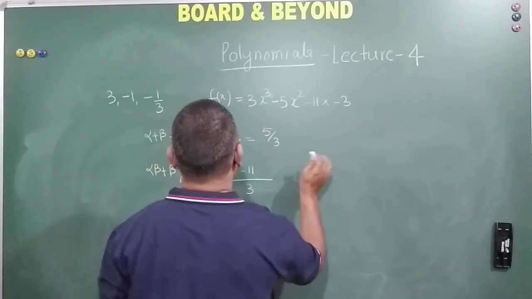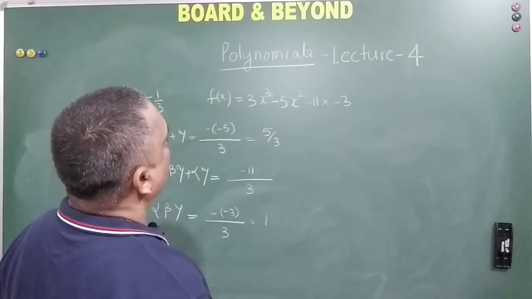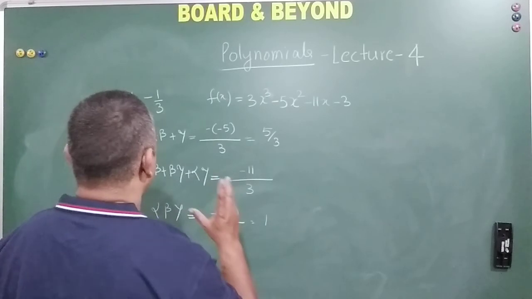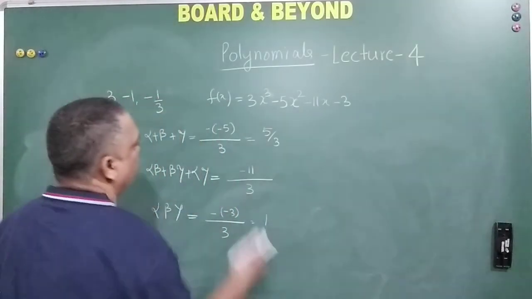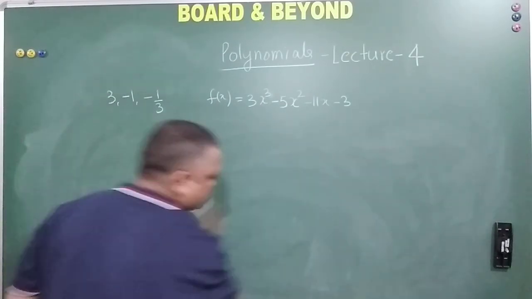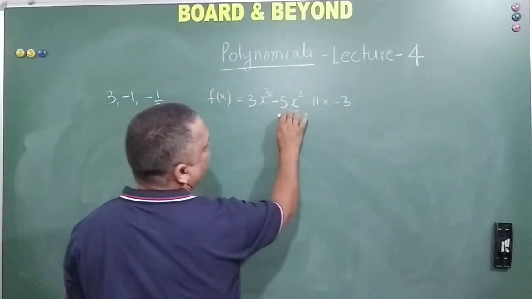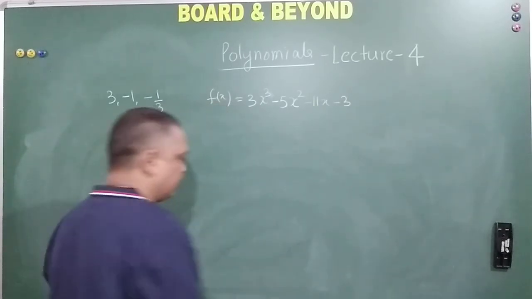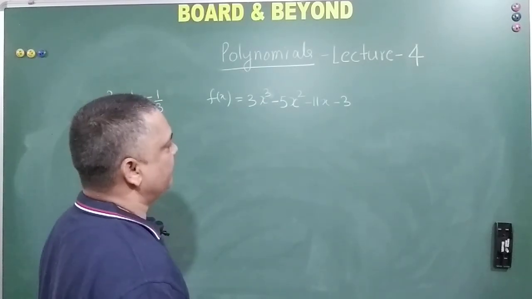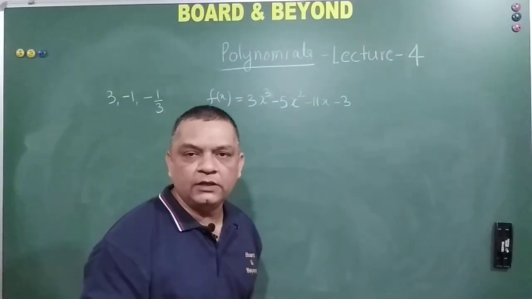Okay friends, let's not go this way. Let's take a different approach here. So this is 3x cube minus 5x square minus 11x minus 3, right? So we need to actually factorize this, but as of now I don't think we will be able to do that. So I'll give you a hint how you can do that.